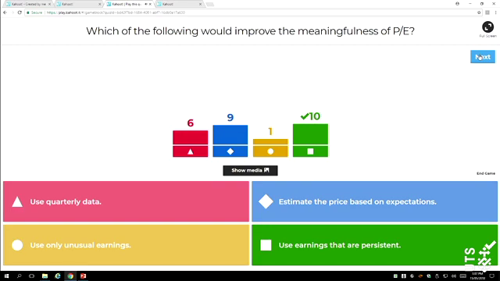Yeah, so one of the things we have to adjust when we calculate price earnings is make sure that any non-recurring items are not included in the earnings. You only want to include earnings that are persistent, right, and related to the business as usual.